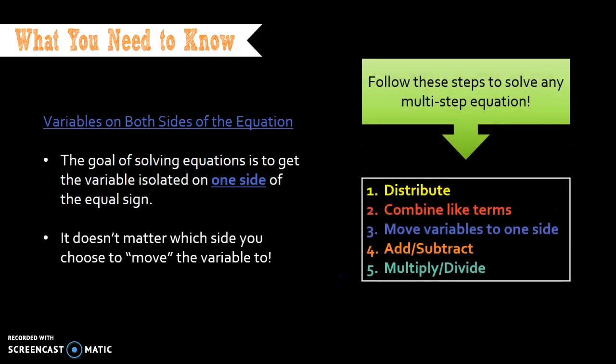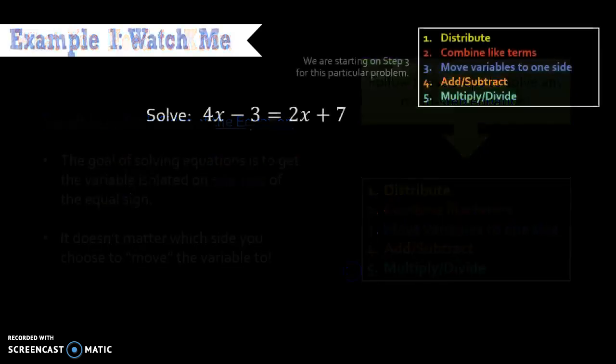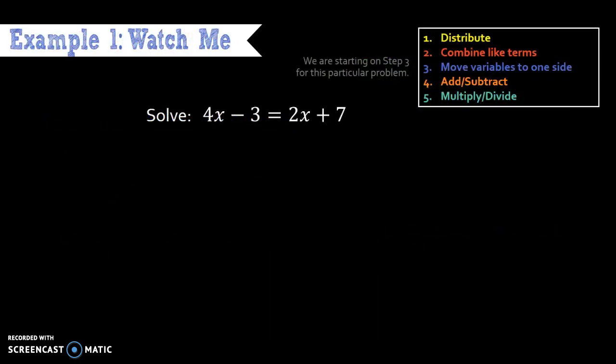We're going to follow these steps to solve any multi-step equation. You're going to start by looking for anything you can distribute, then combine your like terms, move your variables to one side, again it does not matter which side, and then do any addition and subtraction you need to do to isolate the term containing the variable, and then do any multiplication or division you need to do to isolate the actual variable. Let's look at an example.